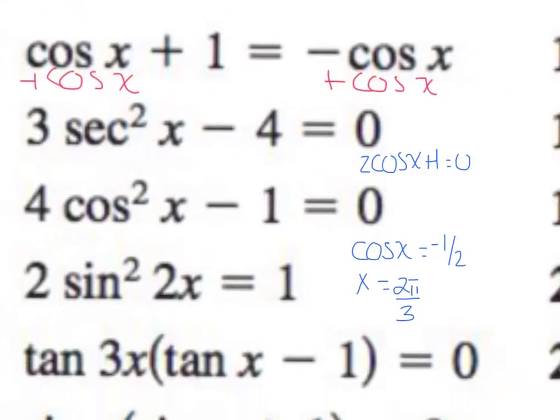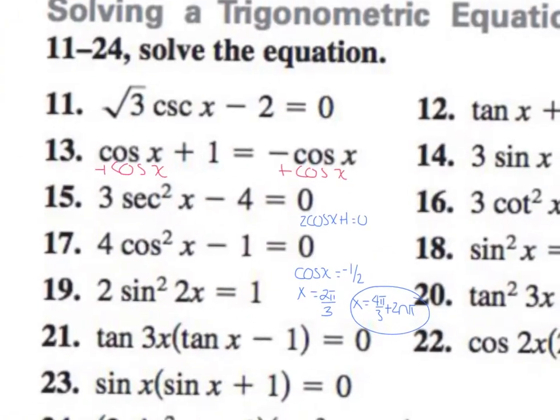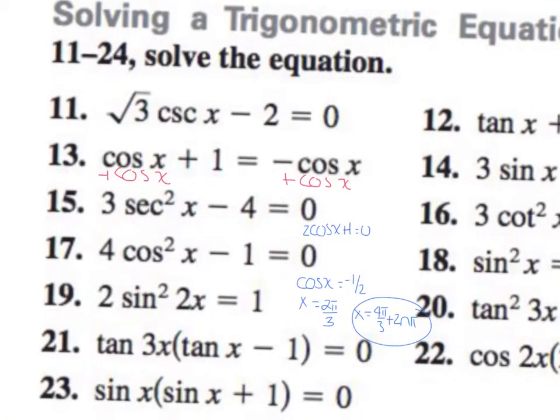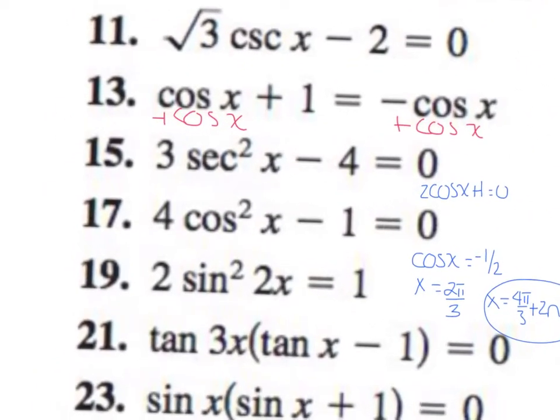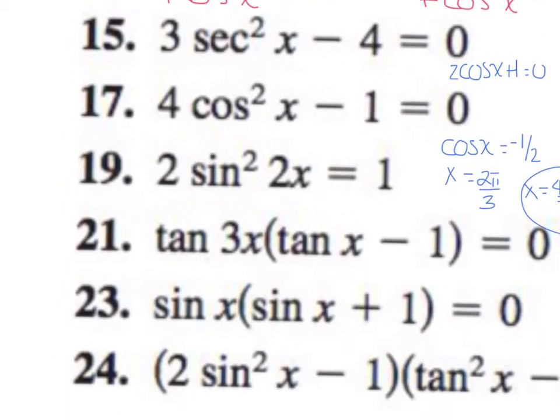And remember, in order to capture all possible solutions, you have to write plus 2 n pi. And make sure that you don't have an extraneous solution. How do you do that? You plug it back in, you check it. Okay? Number 15, let's take a look at number 15. You would do the same thing. You're adding 4 divided by 3, taking the square root of both sides. Number 17, add 1 divided by 4, taking the square root of both sides.